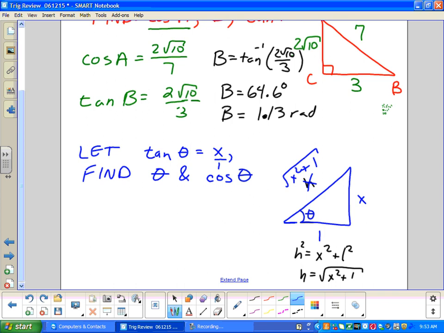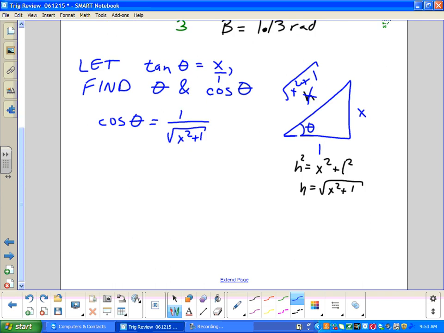So find theta and cosine theta. Cosine theta is probably the easiest. I can do cosine theta equals 1 over the square root of x squared plus 1. Now we're not going to leave it like this. We're going to have to rationalize this. So I'll do it in red. I'll multiply top and bottom by the square root of x squared plus 1. Two square roots make the whole, so I get a final answer of that.